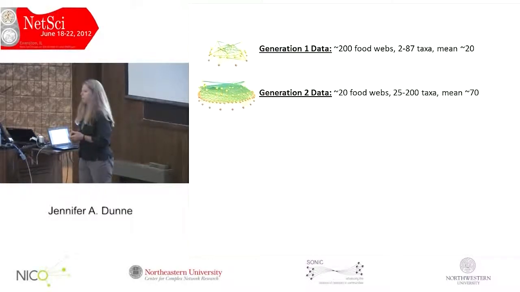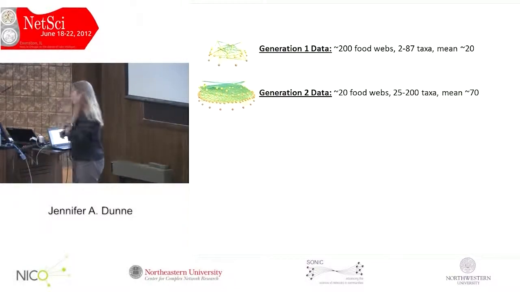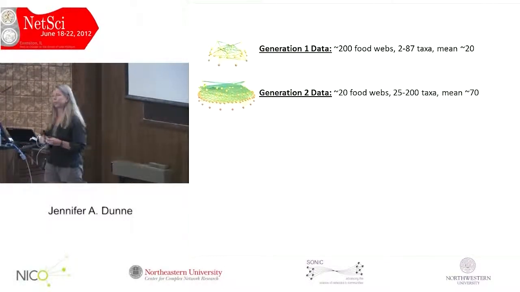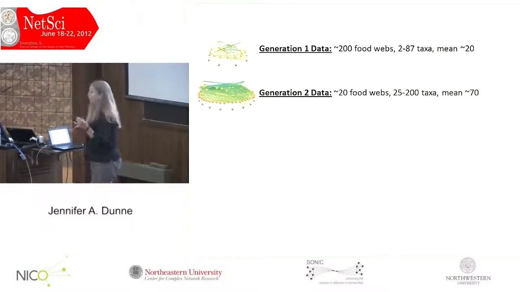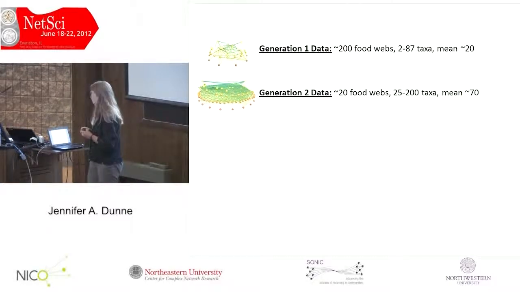Generation 2 data, if we jump up to the 1990s and 2000s, now we have jumped up into a higher level of diversity being represented in ecosystems. Now we have a set of about 20 to 30 food webs that we tend to work with, with about 25 to 200 taxa, a mean of about 70. This food web in particular is the Little Rock Lake food web that Neo Martinez published in 1991.